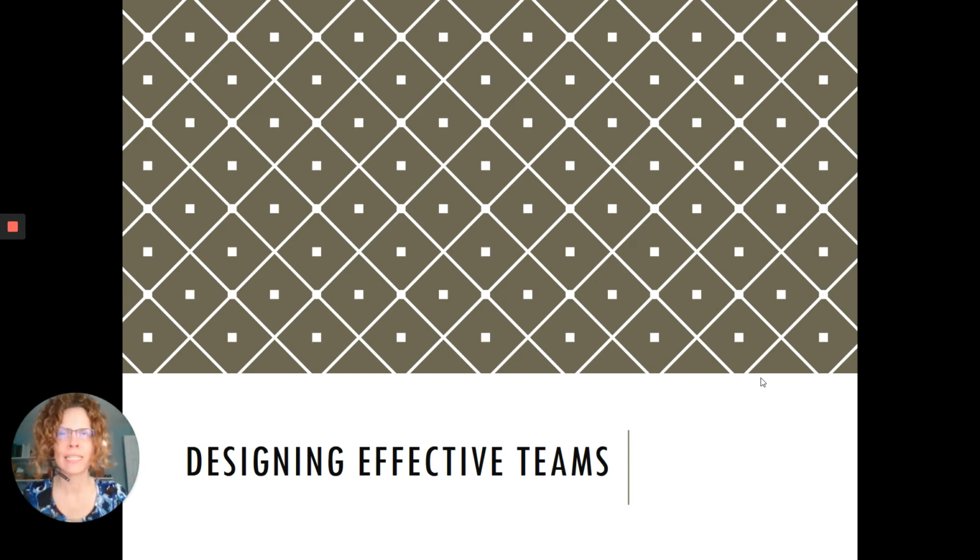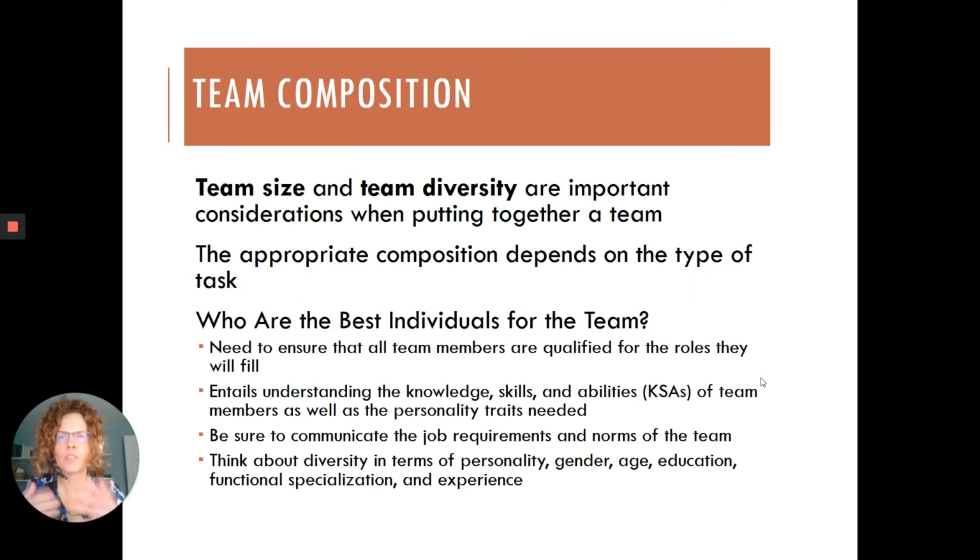Remember what effectiveness is. Effectiveness is achieving goals. First thing we have to look at, we have a few categories. Composition is the first big category. And within that, we're going to talk about size and diversity. Both of these are really important.